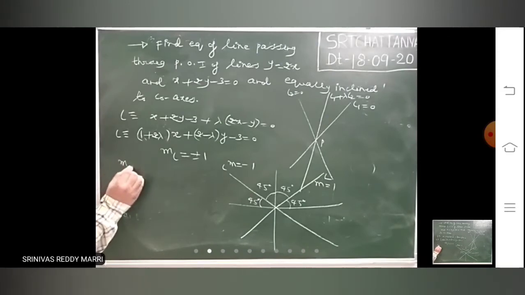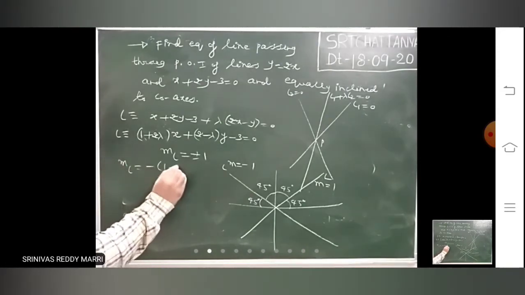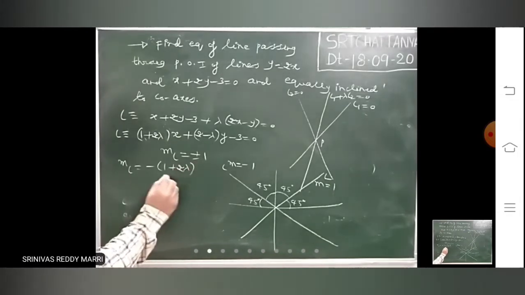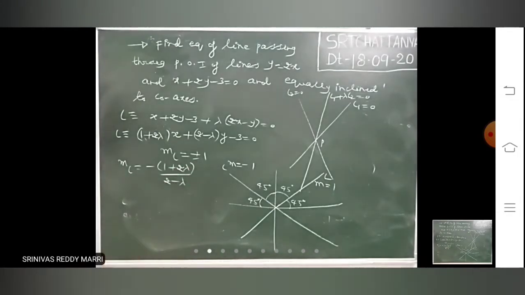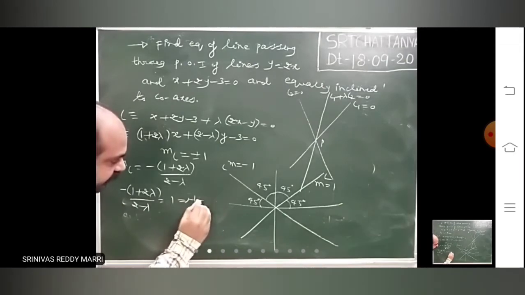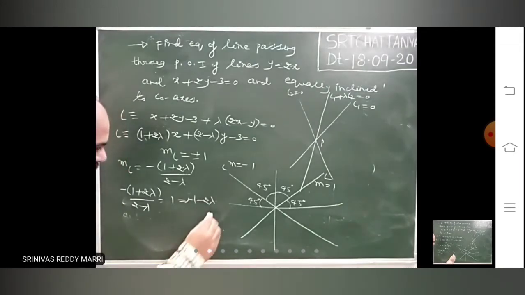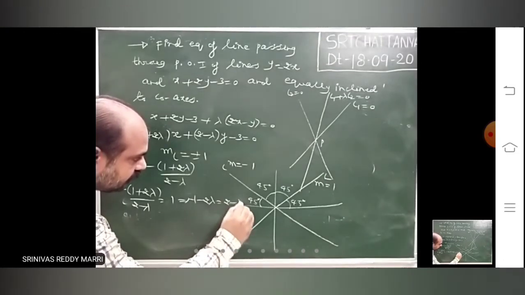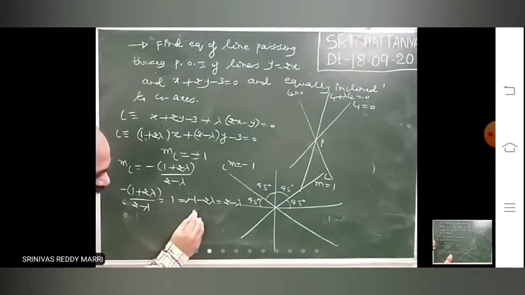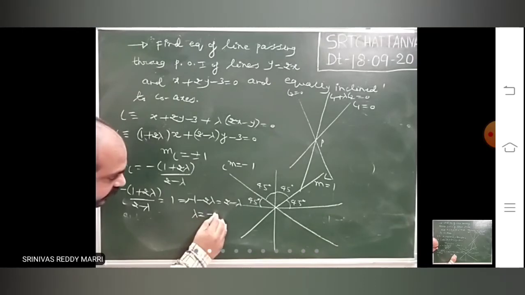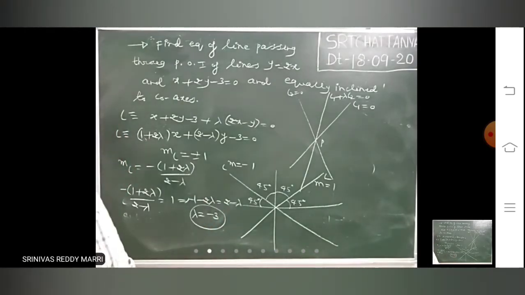What is the slope of L? Slope of L is nothing but minus (1 plus 2 lambda) divided by (2 minus lambda). Take this as 1. Minus 1 minus 2 lambda equal to 2 minus lambda. That means lambda equal to minus 3.